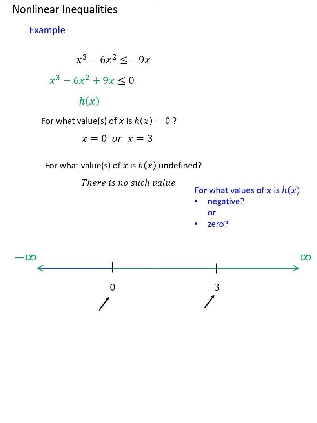What I haven't done yet is test the transition points themselves. Are 0 and 3 going to be x values for which the function is either negative or 0? Well, yes. We already discovered that 0 and 3 were places where the function was equal to 0. And therefore, both 0 and 3 are solutions to my original inequality.